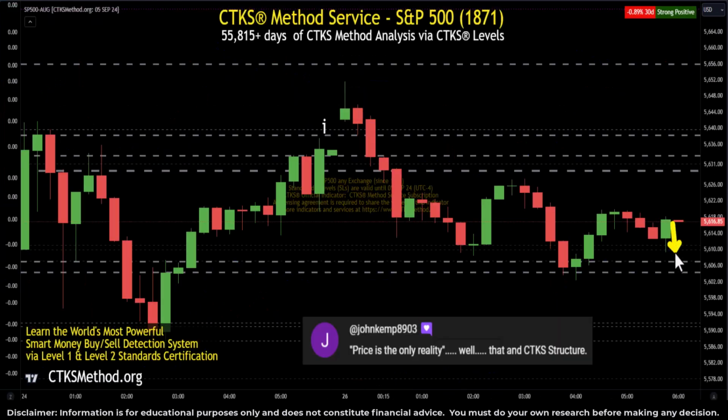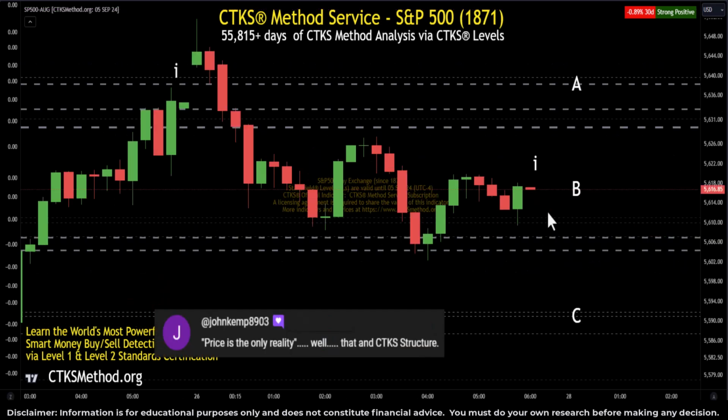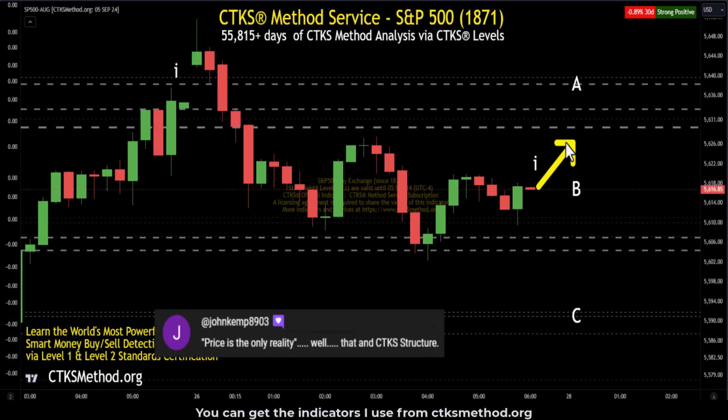Therefore, if we see the S&P 500 just trading below structural support levels, that opens up lower structural support. But if we see it trading above the 5640 mark, that opens higher structural resistance levels above that. A really good exercise to get you thinking in terms of structural support and structural resistance is to think in terms of A, B, and C.